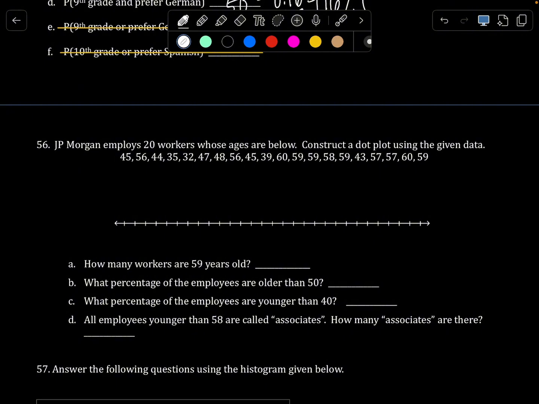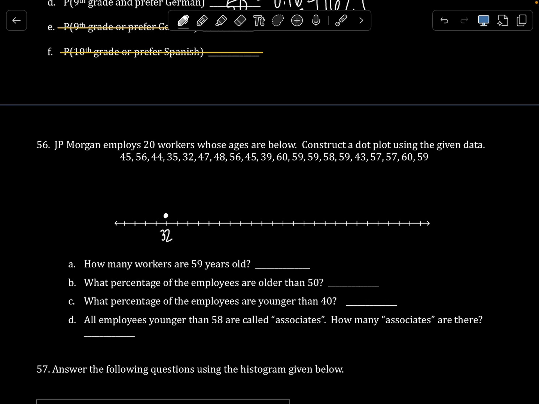Construct a dot plot using the given data. So go ahead and construct a dot plot. It's going to take you a little bit of a while, so I'd rather just answer the questions. Remember, a dot plot is like, for example, let's go with 32. I only see one 32, so I'm going to put one dot. That's it, right? Okay, cool. So let's just count and find the probabilities here.